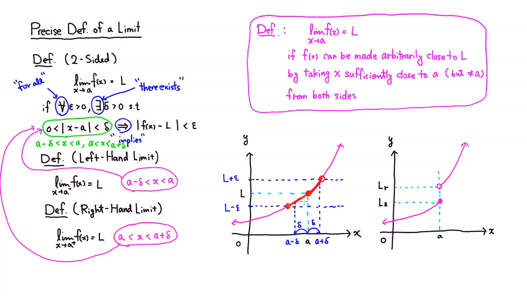So if you can do that for any epsilon, some people might choose epsilon to be very, very small, but we can always find the corresponding delta, right? Then the limit is going to be L.